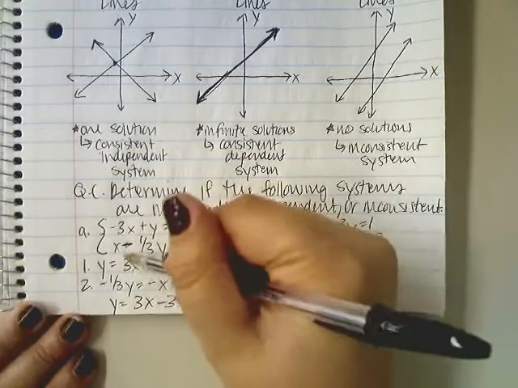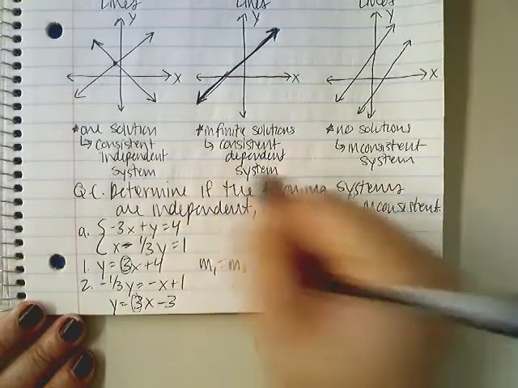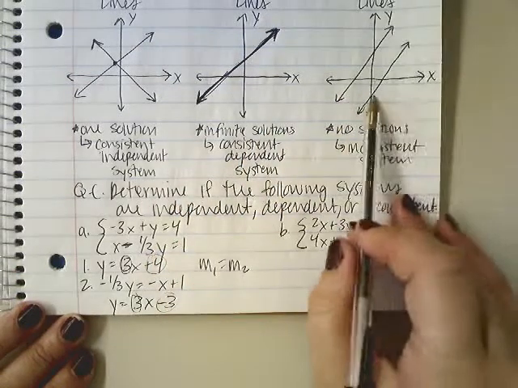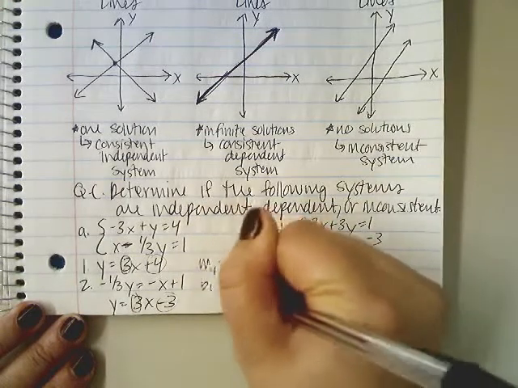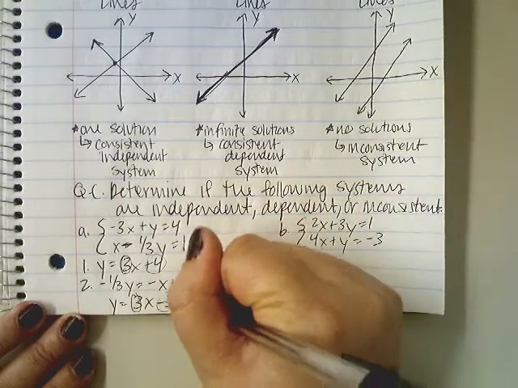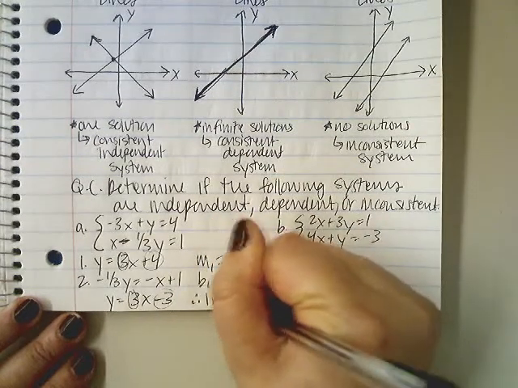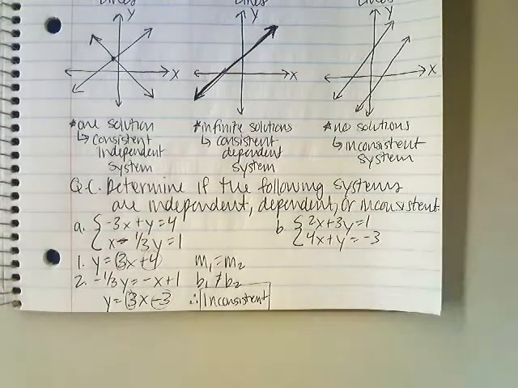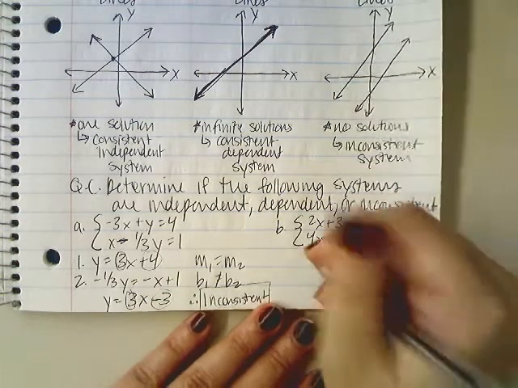So if I look at these, my slopes, m1 is equal to m2, but the y-intercepts are different, so they're not coinciding, they're parallel because the y-intercepts are different. So b1 does not equal b2. Therefore, they are going to be inconsistent systems. So A is inconsistent.